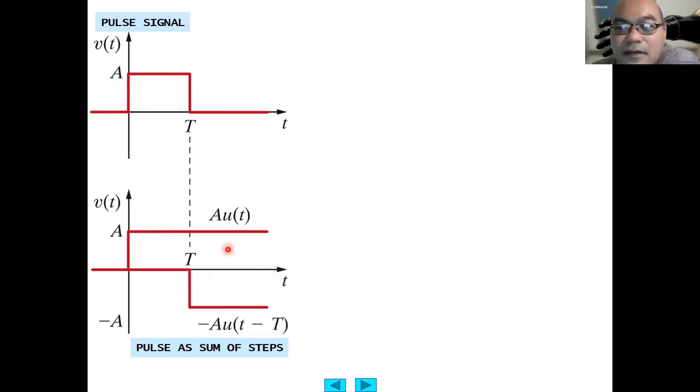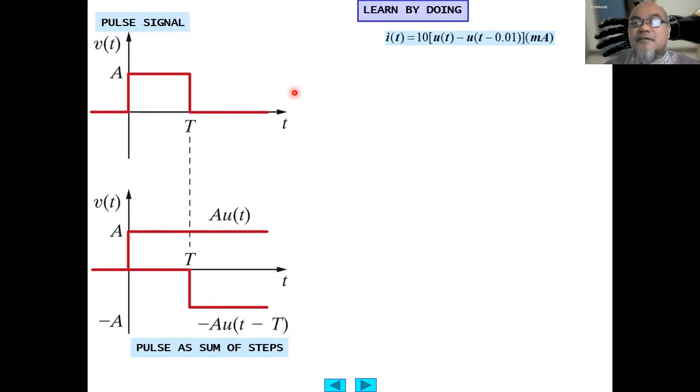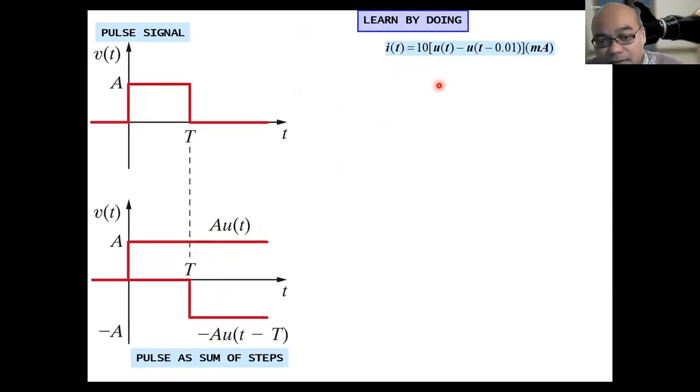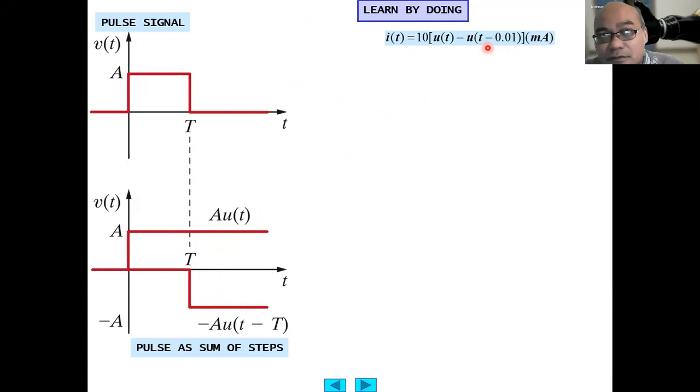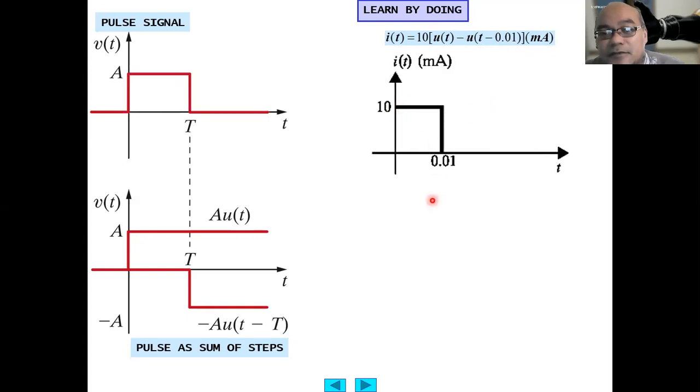The resultant sum will be equal to this pulse signal. So we can approximate pulse signals as additions or subtractions of several step functions. For example, this one, the current i(t) equals 10 u(t) minus 10 u(t minus 0.01). So the amplitude will be 10, and this is a pulse signal between 0 and 0.01 second. We draw it like this.